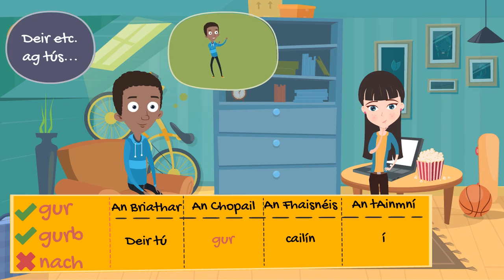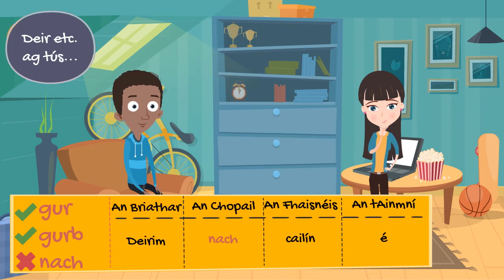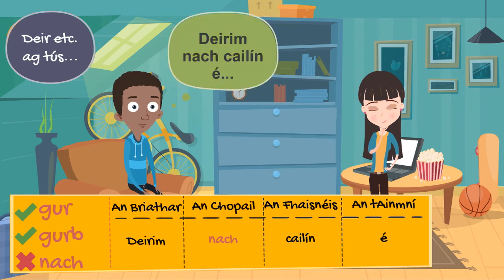So an example of a positive sentence using the indirect form is Dúirt tú gur cailín é. You said it is a girl. And an example of a negative sentence using the indirect form, Deirim nach cailín é. I say it is not a girl.